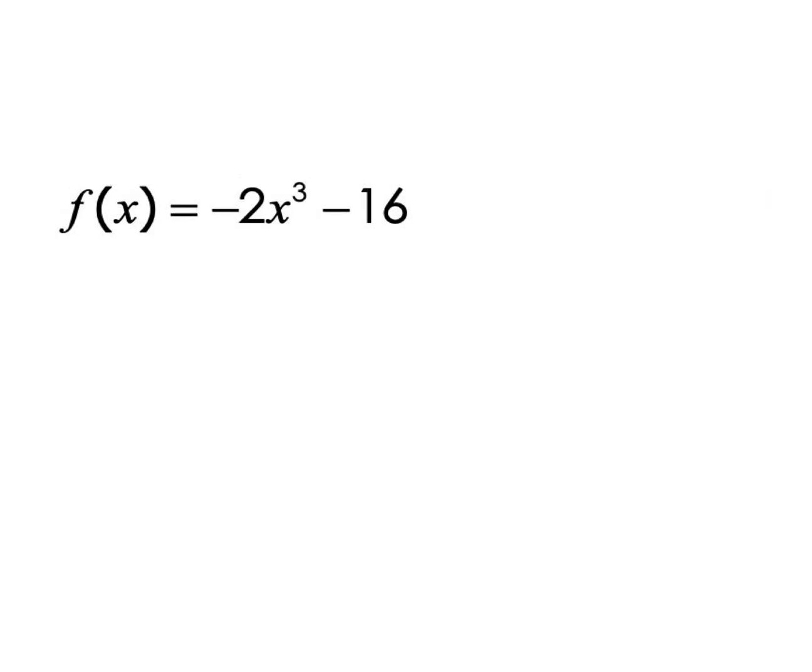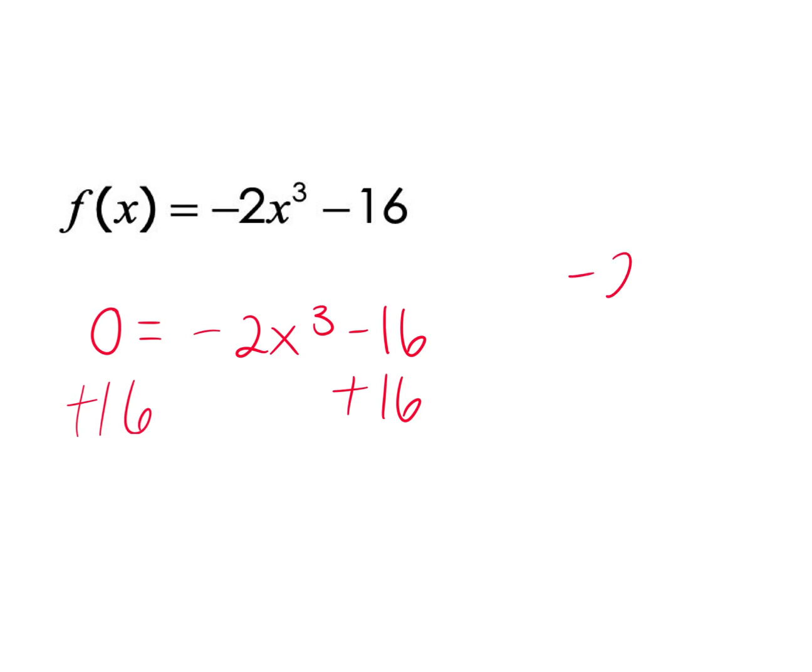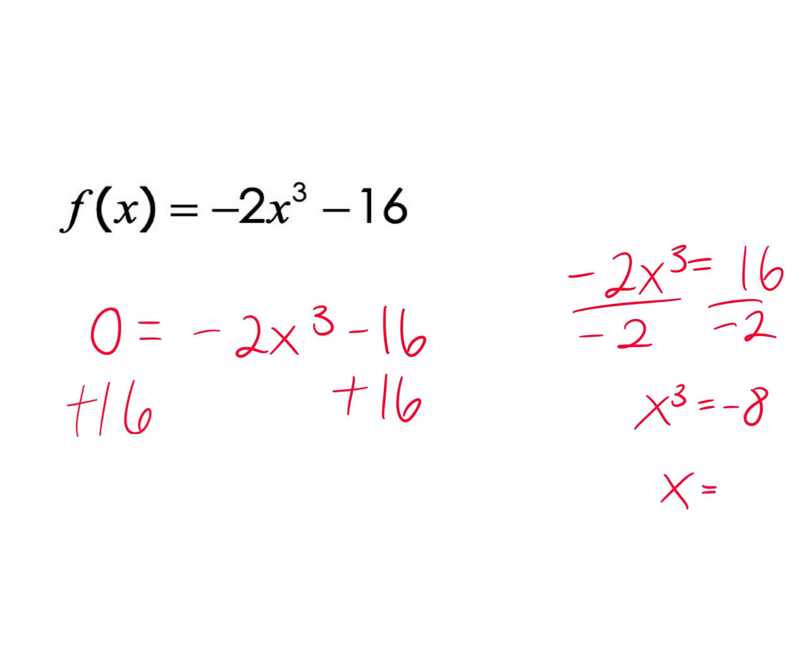Here we have f of x equals negative 2x to the third power minus 16. So we're going to go ahead and set this equal to 0. We get negative 2x cubed minus 16. We add 16 to both sides. We get negative 2x cubed equals 16. We divide both sides by negative 2. We get x cubed equals negative 8. And then we take the cube root of both sides, and we get x equals negative 2. And that's because negative 2 times negative 2 times negative 2 will be 4 times negative 2, which is negative 8.